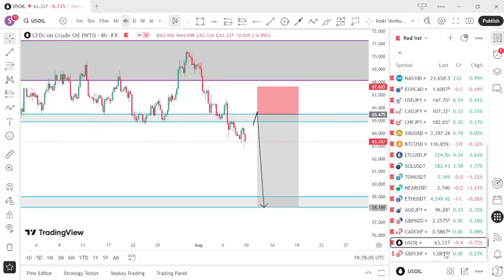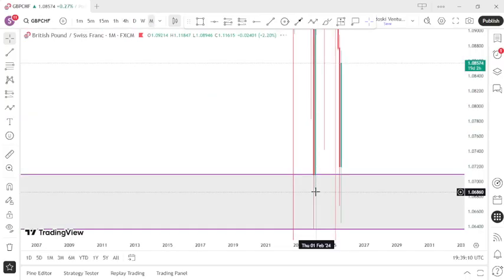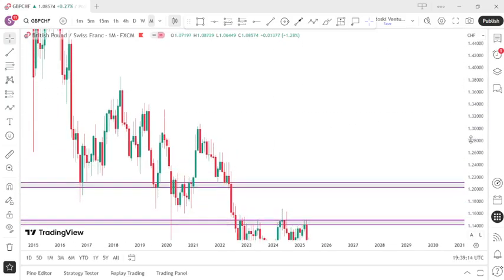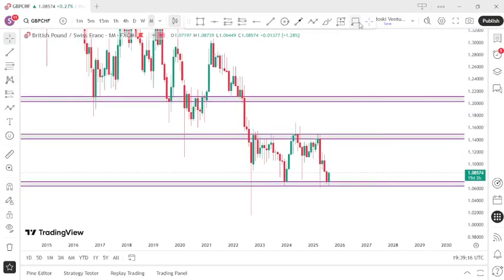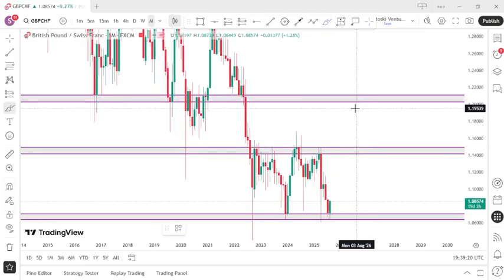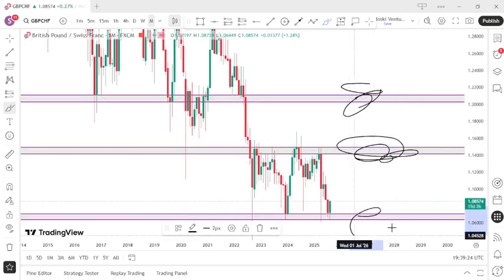So the next pair will probably be GBPCHF. So let's move on. Let's start from the monthly time frame on GBPCHF. I have my monthly upper zone here, my monthly midway zone here, and my monthly lower zone here.